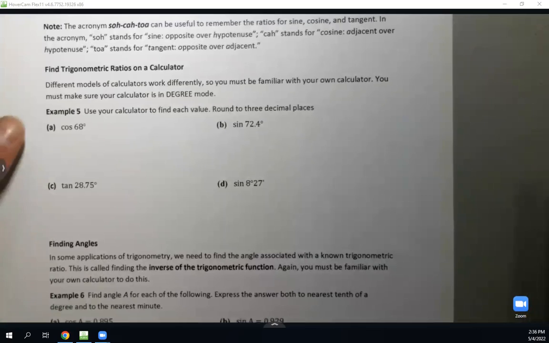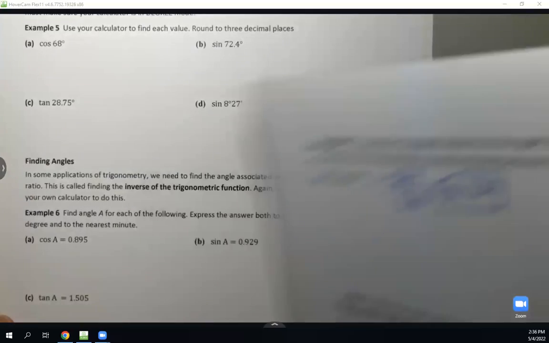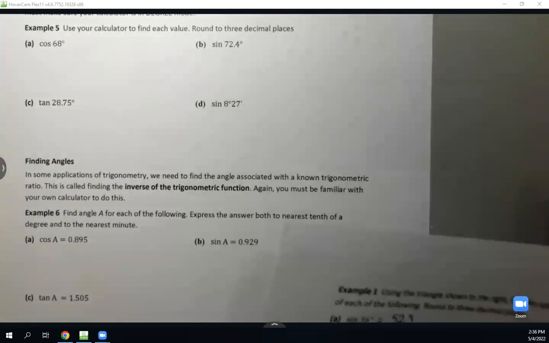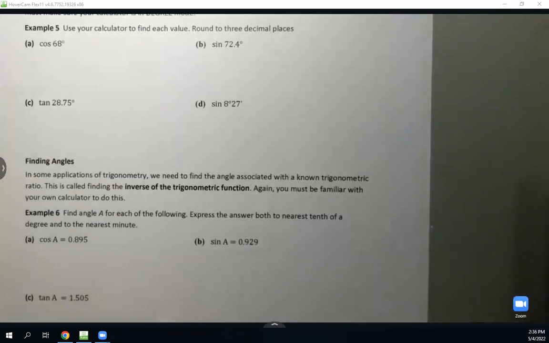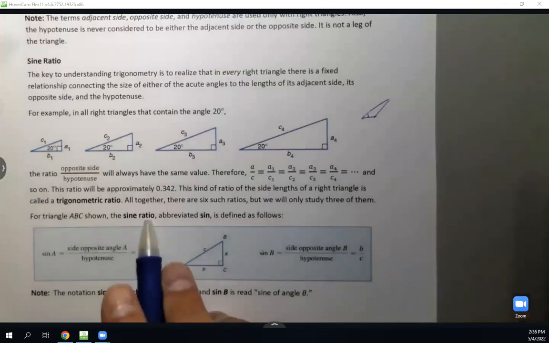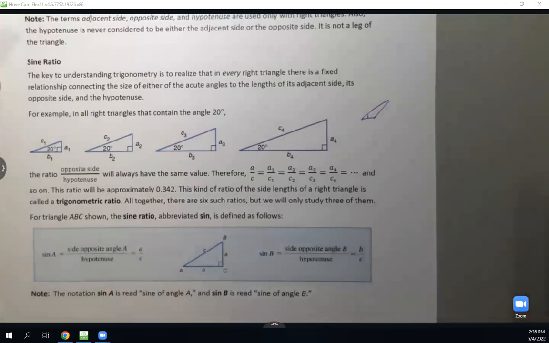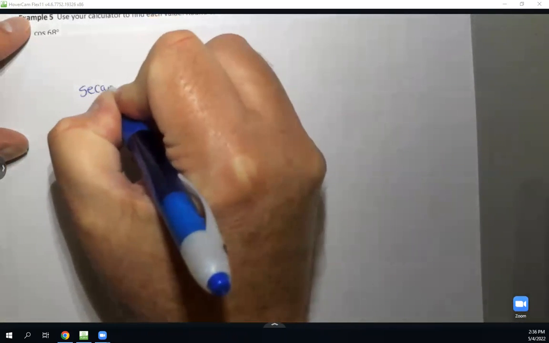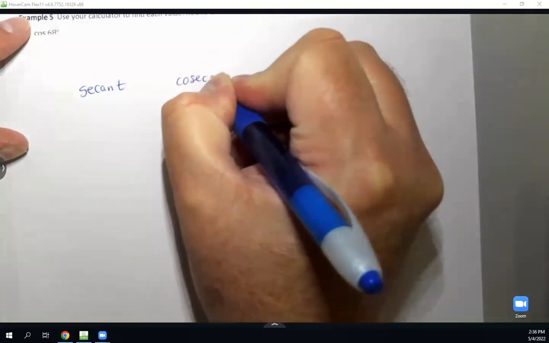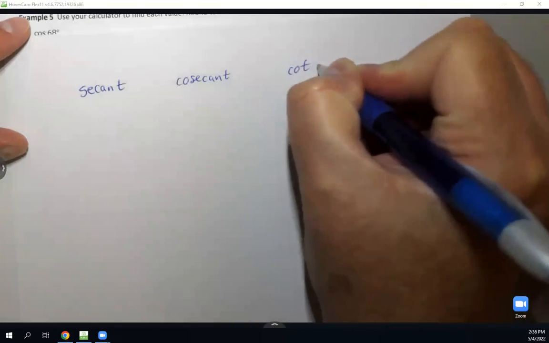Now, sidebar just for a second before I get to the end of this, because we're on our last page. Back here, somewhere it said that there are 6 trigonometric ratios. Altogether, there are 6, but we've only looked at 3: the sine, the cosine, and the tangent, okay? Well, the other 3, and you don't have to remember this, this is just free information, are called the secant, the cosecant, and the cotangent.